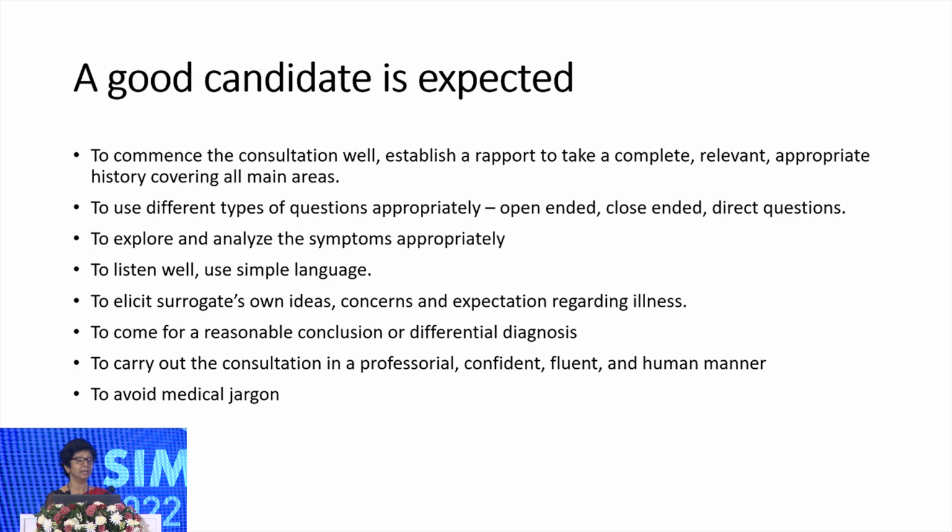You need to have a habit of listening very well, not to interrupt when they are giving or describing the history. Use simple language, okay? And you need to elicit the surrogate's own ideas, concerns, and expectations regarding the illness. That is how you need to manage the time very well, because you always keep this for the end, because unless you know the whole history, you will not be able to elicit this. So you need to time it in a way, that is why we give that 2 minute alarm, and you need to explore these patients' ideas, concerns, and expectations, and you need to address that in your discussion.